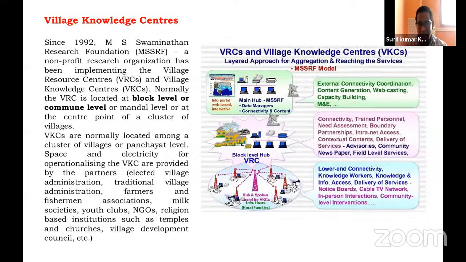Basically this village knowledge center works on a block level center that provides training to the farmers and advisories to the community and implementation functionaries through various extension methods. And there is the main MSSRF hub, which is generally responsible for data management and connectivity issues for this program, and they are building the knowledge workers, knowledge assessors who can provide the knowledge to the farmers themselves.